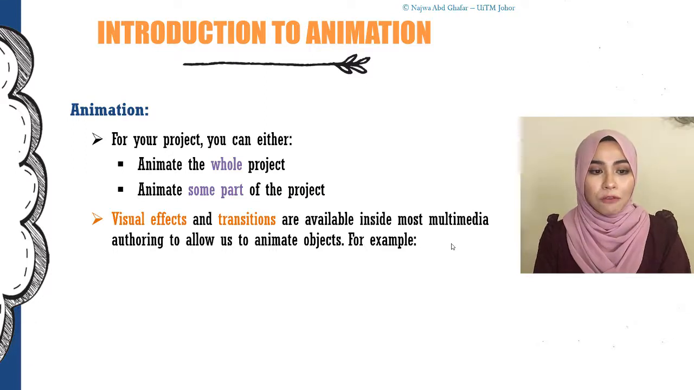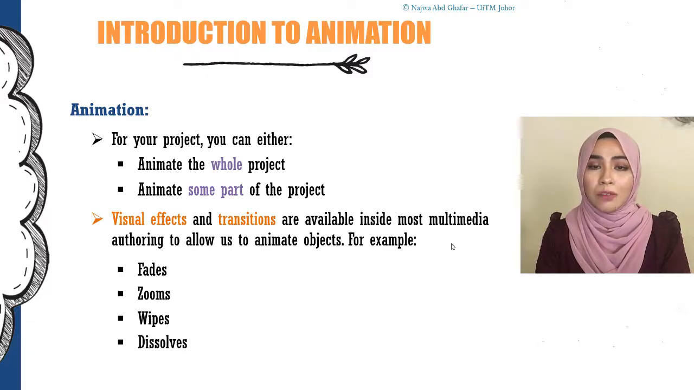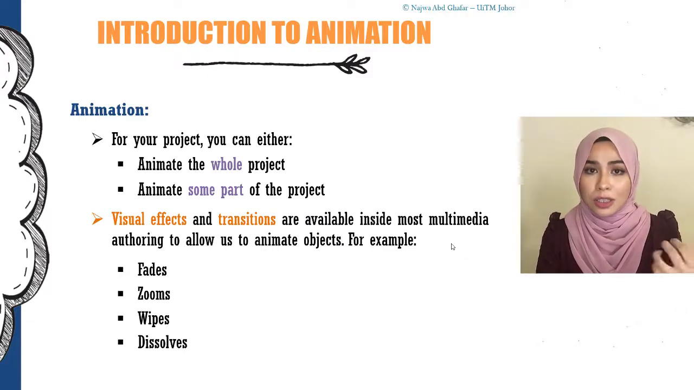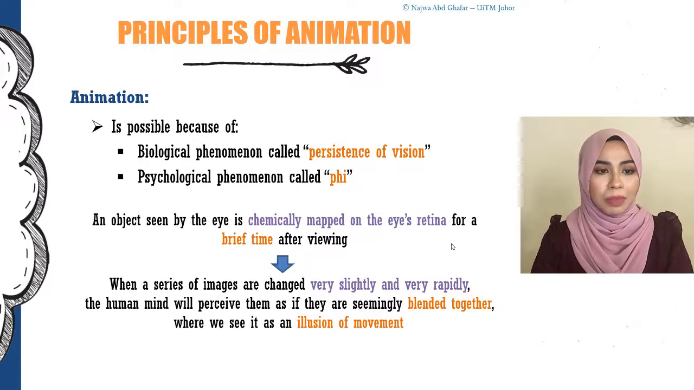Visual effects and transitions are available inside most multimedia authoring tools to allow us to animate objects. For example, in Microsoft PowerPoint, you have visual effects or transitions such as fades, zooms, wipes, and even dissolve. All of these are known as transitions or visual effects. If it's still, it is just plain text, but since it's moving, we call it a transition.